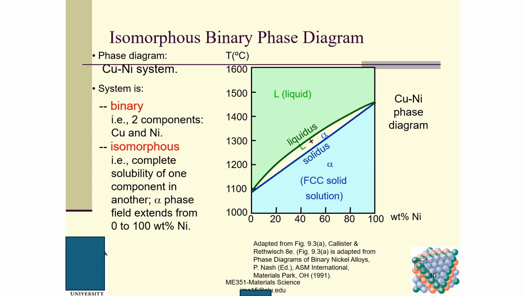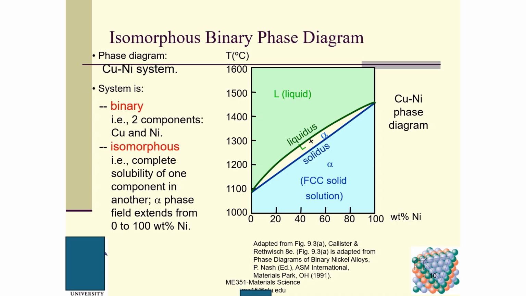So isomorphous is a very, very important concept. What is iso? In the English language, iso means something is the same, right? So isomorphous here means complete solubility of one component in another. The alpha phase field extends from 0 to 100%.